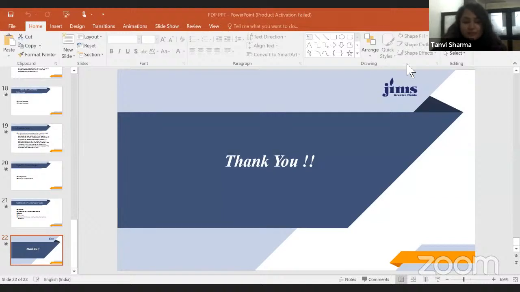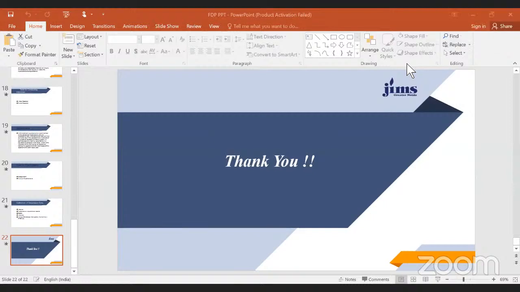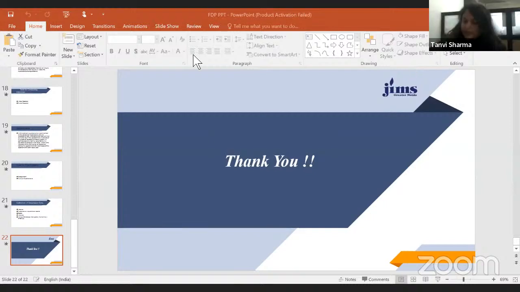I would like to call the next speaker for the session. The next speaker is Ms. Manisha Madhav, and her topic is use of sampling in legal research: what is sampling, advantages of sampling, various kinds of sampling, for example simple random sampling, stratified sampling, cluster, and multi-stage sampling. Over to Manisha, ma'am.